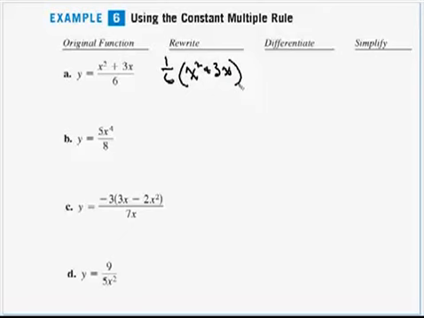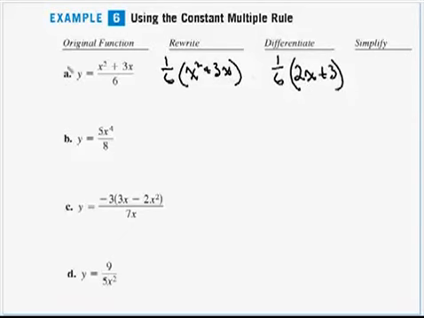This is just going to be a nice, straightforward derivative. The 1/6 is a constant. So we can just pull that out and take the derivative and put it back. So we have our 1/6. The derivative in here is just a simple sum. Derivative of x squared is 2x. The derivative of 3x is 3.